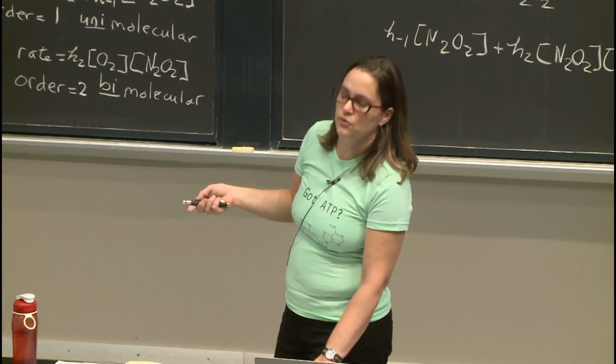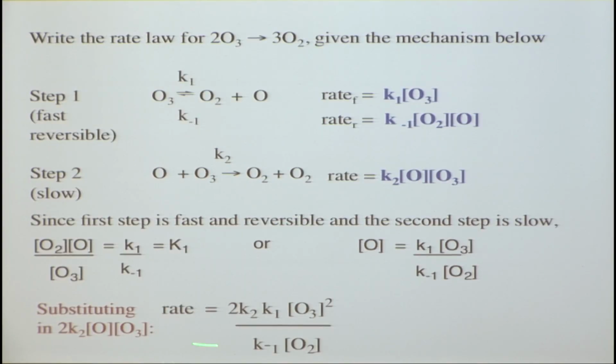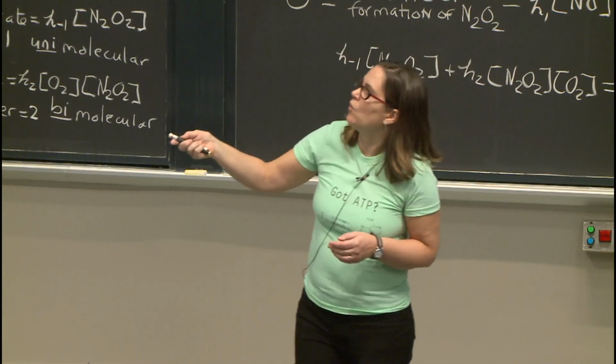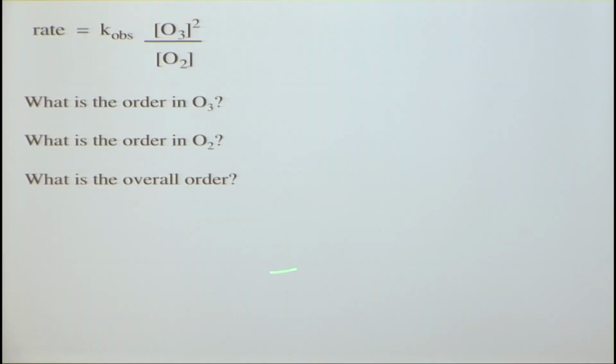Then we can substitute that back in, and we'll solve for O. And we'll plug in our k1 over k minus 1, O3. We had an O3, so that's squared over O2. All right. Or we could write that in terms of k obs, O3 concentration to the 2 over O2. All right. So let's end with some fun thinking about what we would observe here, first the order, and then what would happen if we double things.